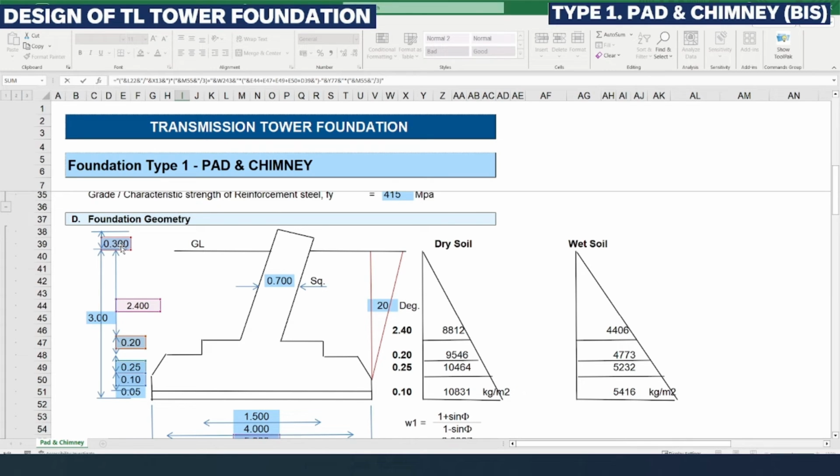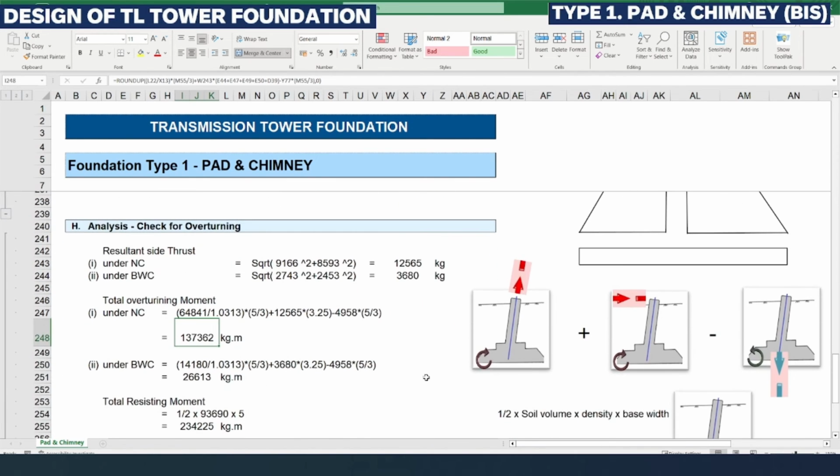So this top of the chimney is 300, then 2400 is the depth below the ground until the top of the drop. This 200 is the drop thickness, and this 250 is the taper. 0.1 is the vertical slab thickness. So all this depth we need to consider, because we are calculating at the toe level of the base slab.